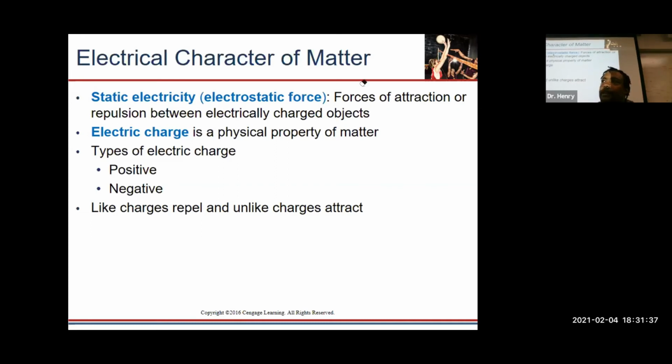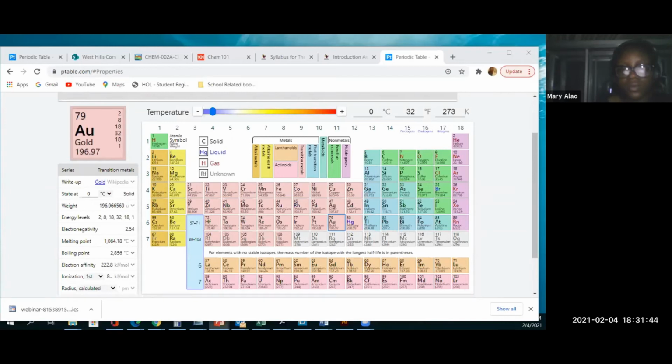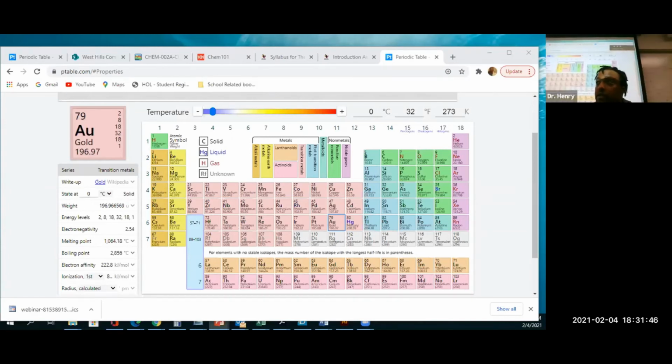Okay, let's see if I can get this to work. Hold on. Okay, on the periodic table, we have metals, we have non-metals. So all these guys are metals. These guys here are all non-metals.